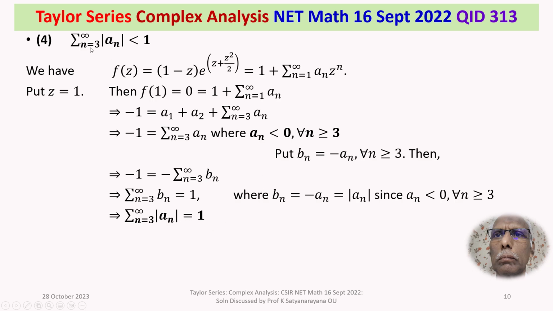But in option 4 it is given sigma n is equal to 3 to infinity mod an is less than 1. But it is exactly equal to 1. That is the truth. So the statement that is given in option 4 is false. Therefore, option 4 is not true. So we have to spot that statement which is false. Therefore, option 4 is the false statement. So the answer to this question is option 4.